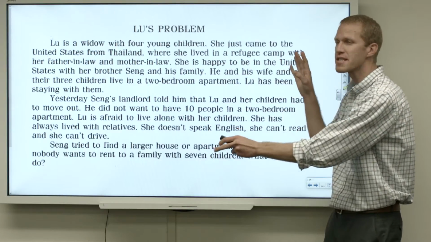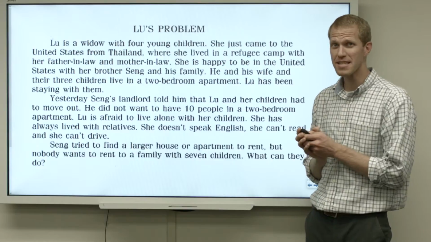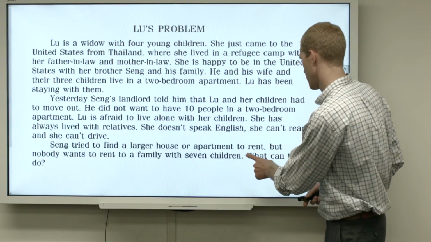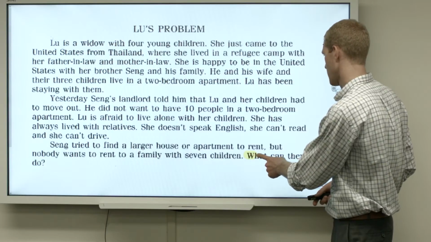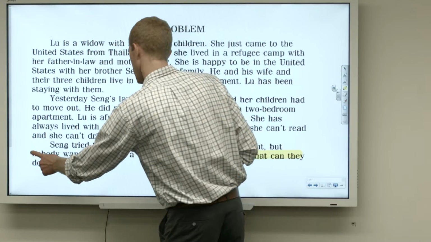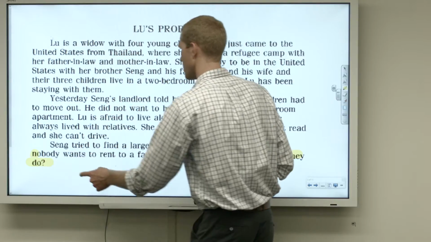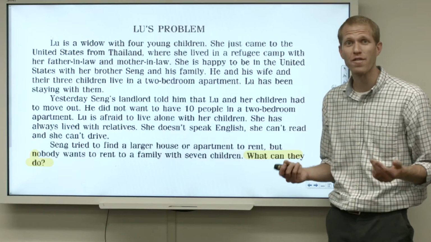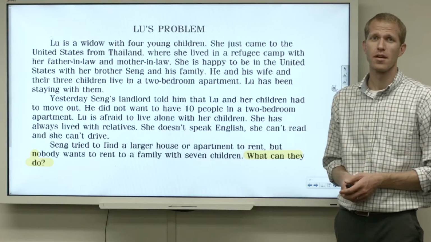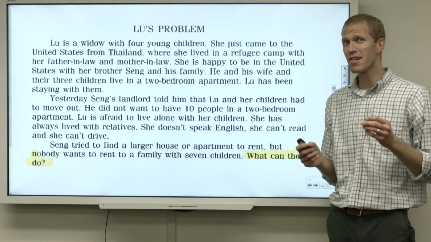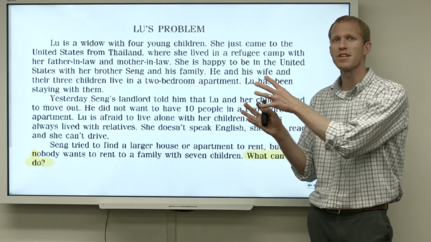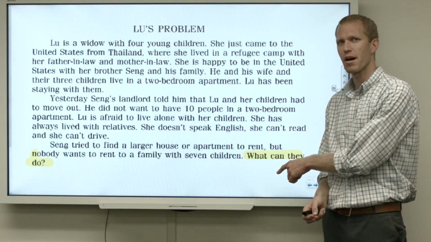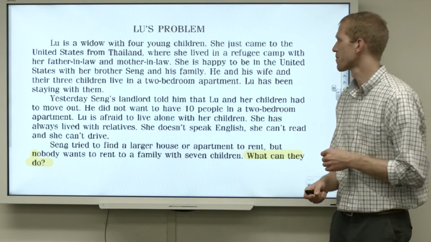As I look through this information here, I really see that Lou's problem is down here on the bottom. What can Lou and her family do? That's the main idea. There is some information in this reading that's not quite so important to this problem here. Let me show you something.